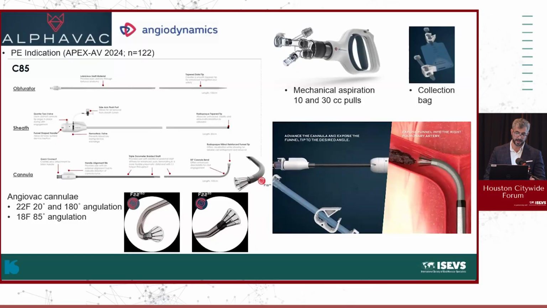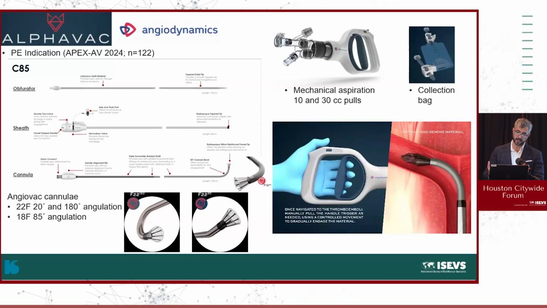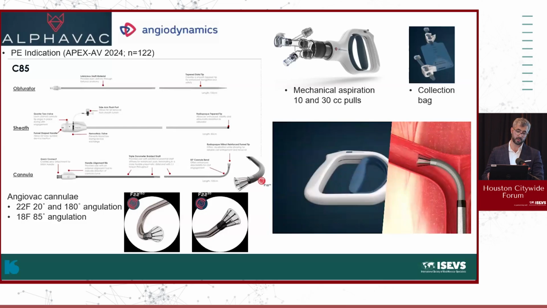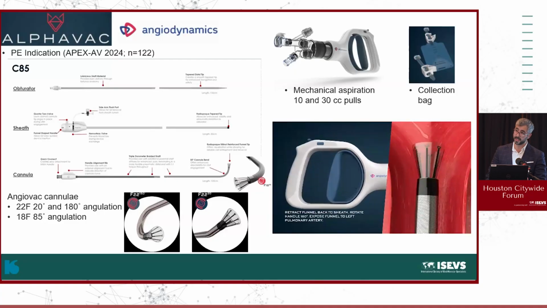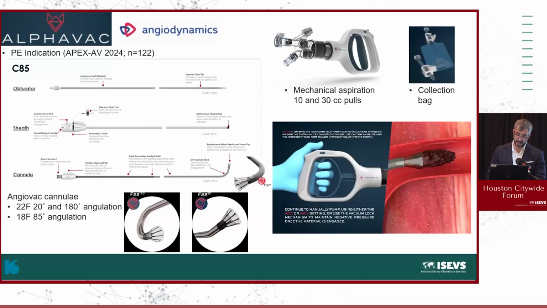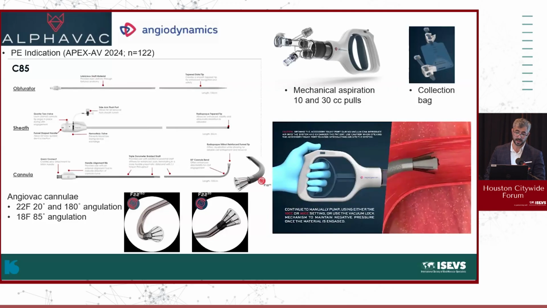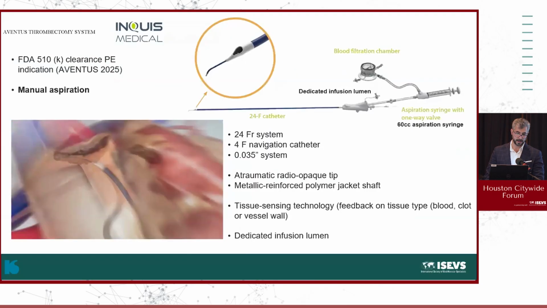It comes with an ergonomic handle. It's a manual aspiration catheter. You can deliver it to the clot, pull a suction, pull it back, redirect it to the right side, and perform another suction. As we begin to tackle high-risk PEs with these devices, the ability to reselect the PA without needing wire access may be a game changer in patients undergoing CPR or actively decompensating. This comes in 22 French and 18 French cannulae.